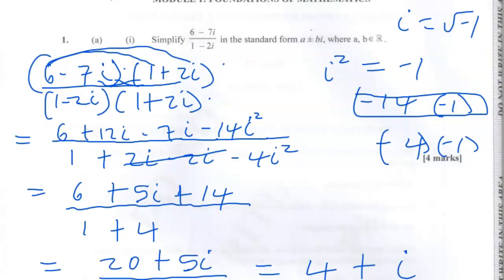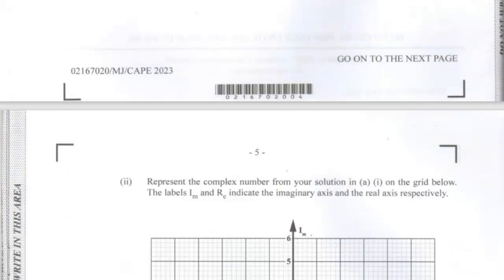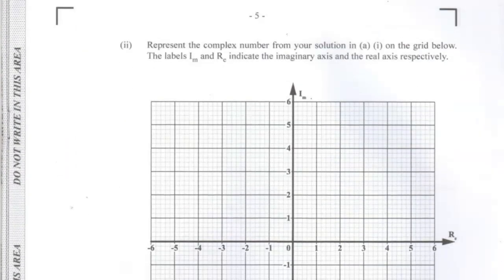Let's move on to the next question. So represent the complex number from your solution in part A 1 on the grid below. The labels are Im and R. That's the imaginary component, and R is the real component. So remember the complex number was 4 plus i. So just think of it as 4 plus 1i.